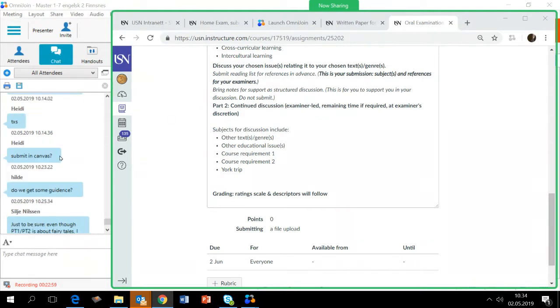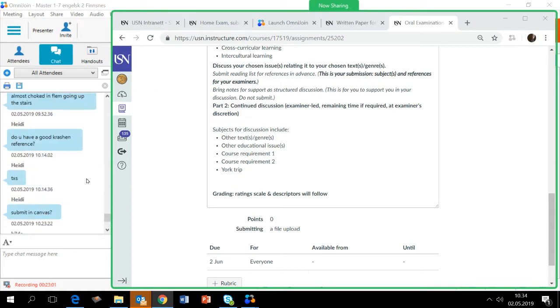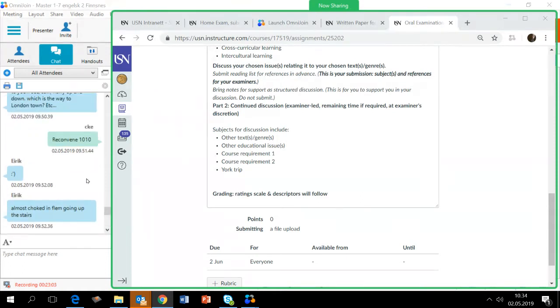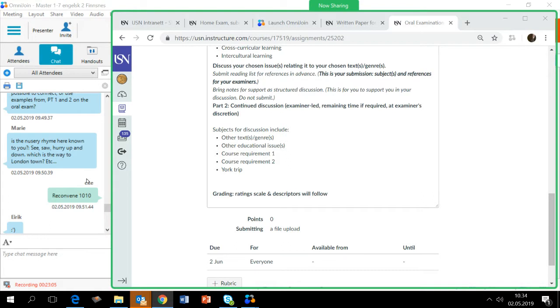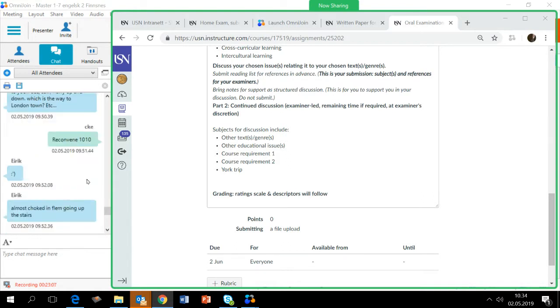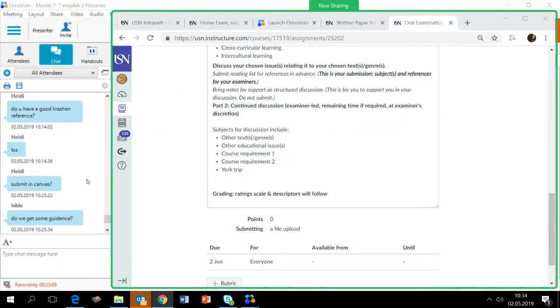Does the examiner know about the course requirements? Your lead examiner in this case is either Astrid or myself, so the answer to that is a full-on yes.